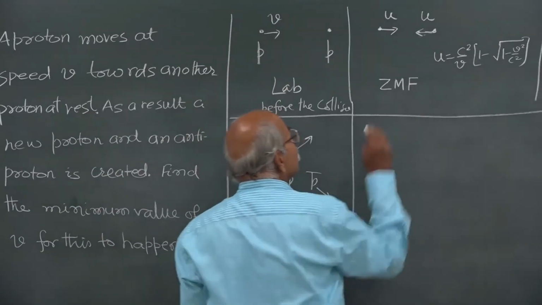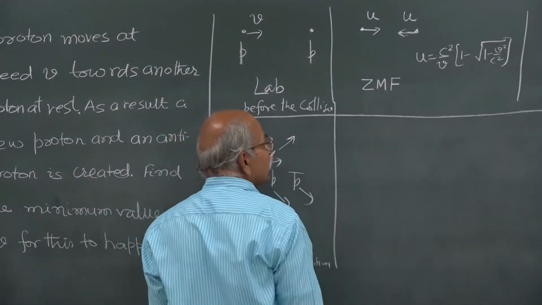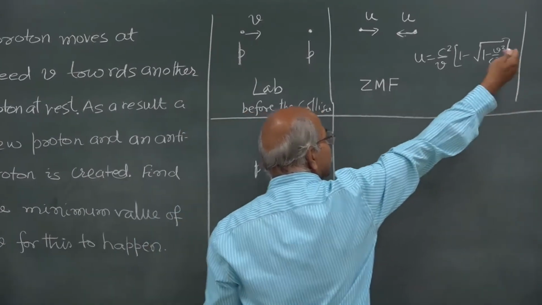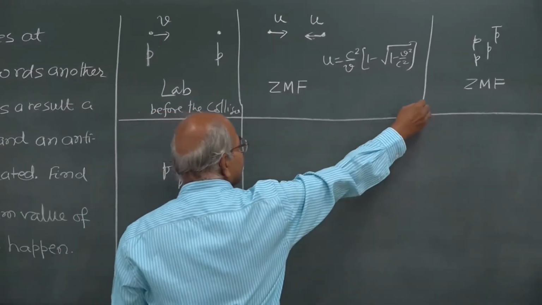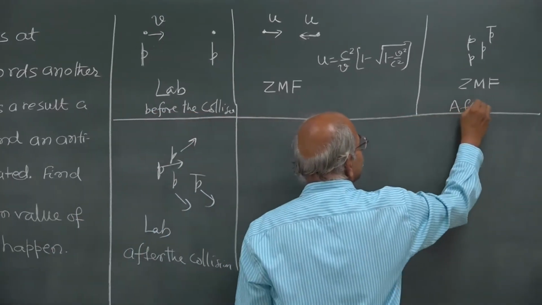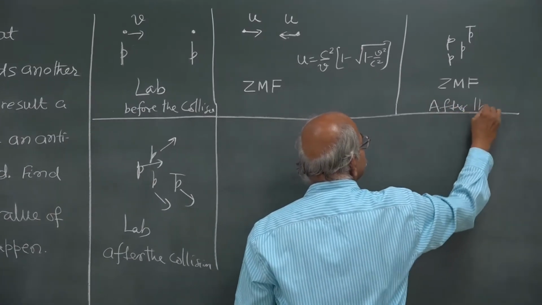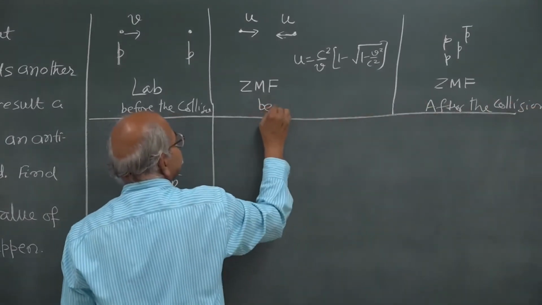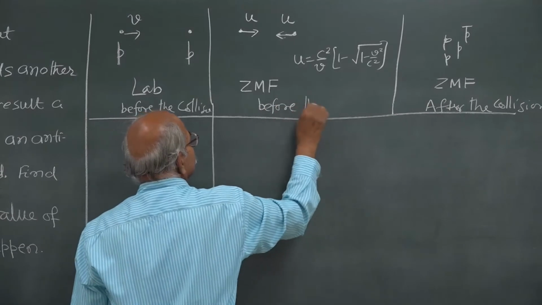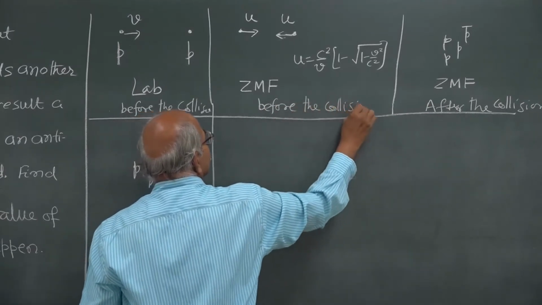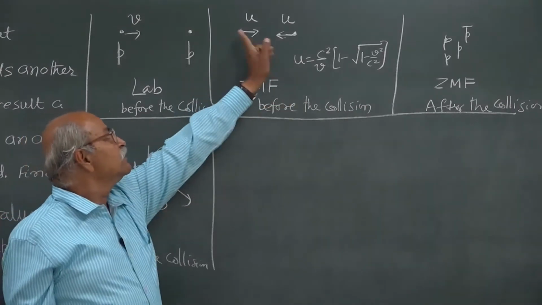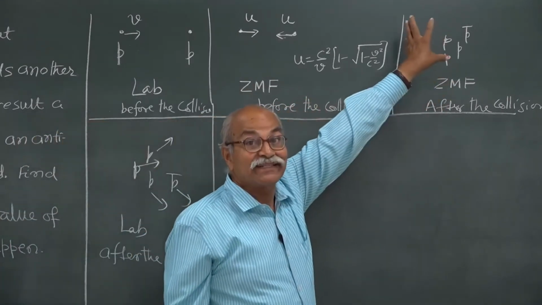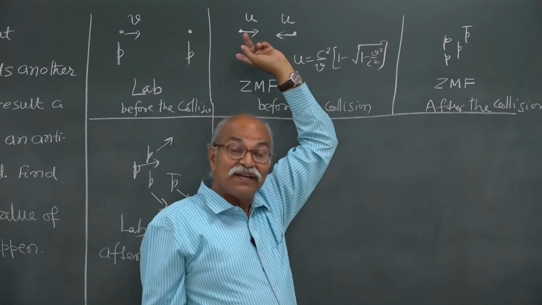Now, in the zero momentum frame, this is the original situation, and after the collision what we demand is that they should be at rest. So, this is after the collision, let me write it here itself, and this is before the collision. In the zero momentum frame, before the collision both are going with the same speed, and then after the collision all of them are at rest, corresponding to the minimum value of v.